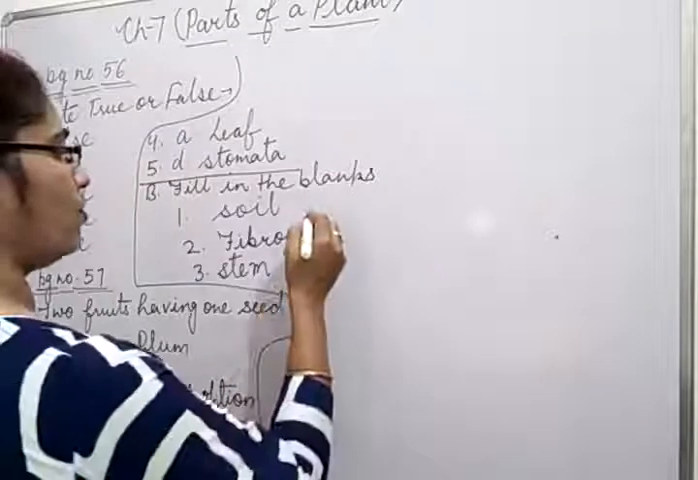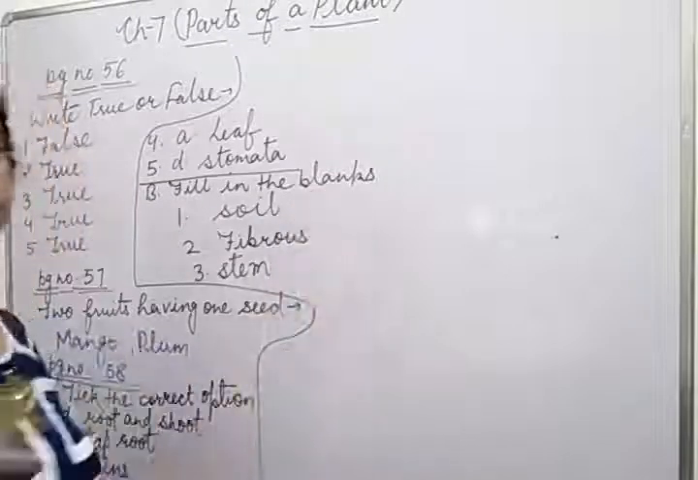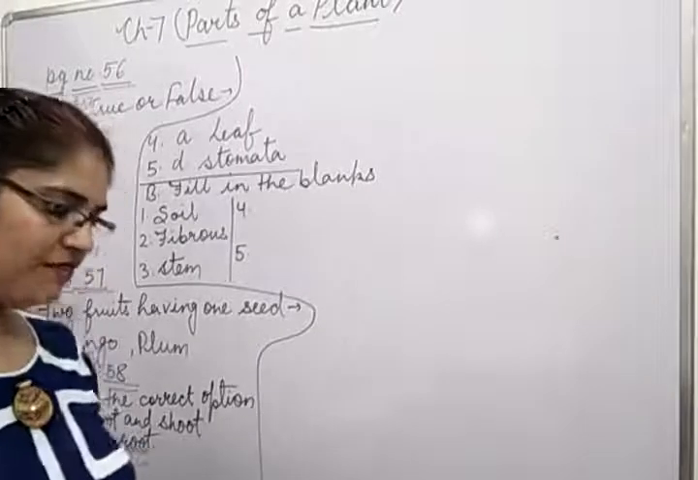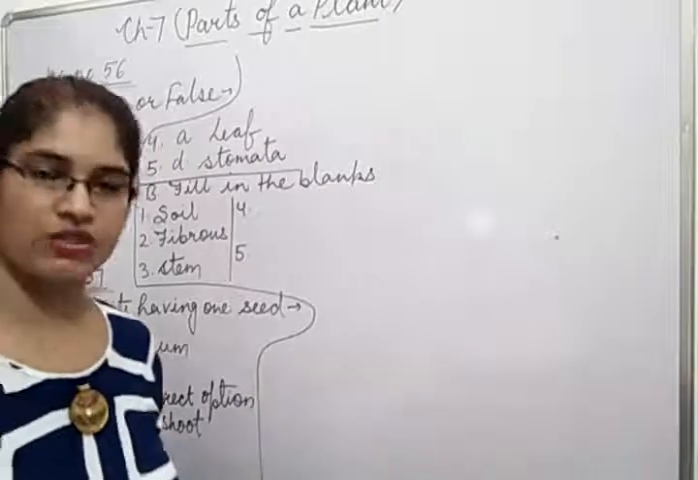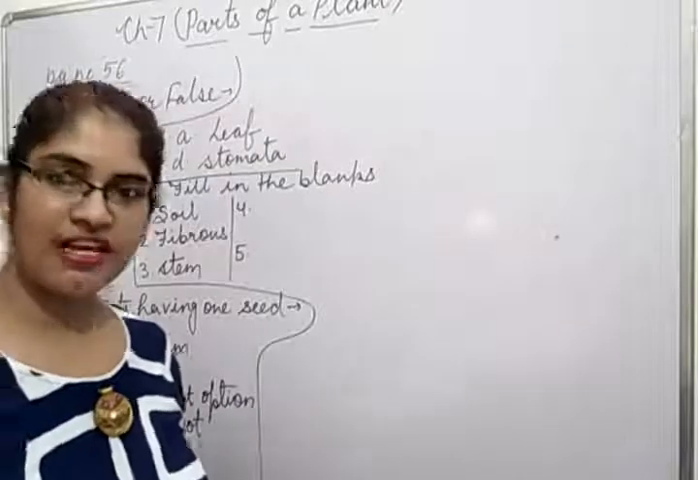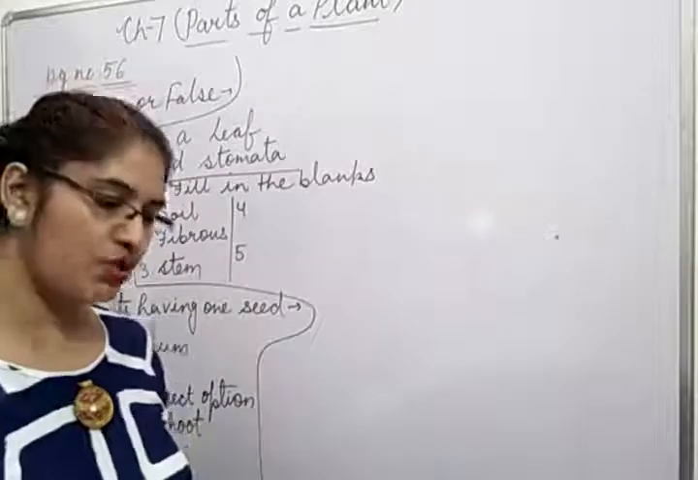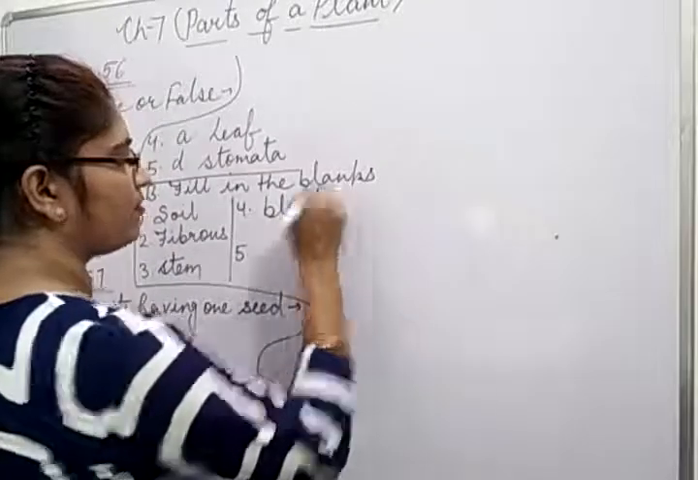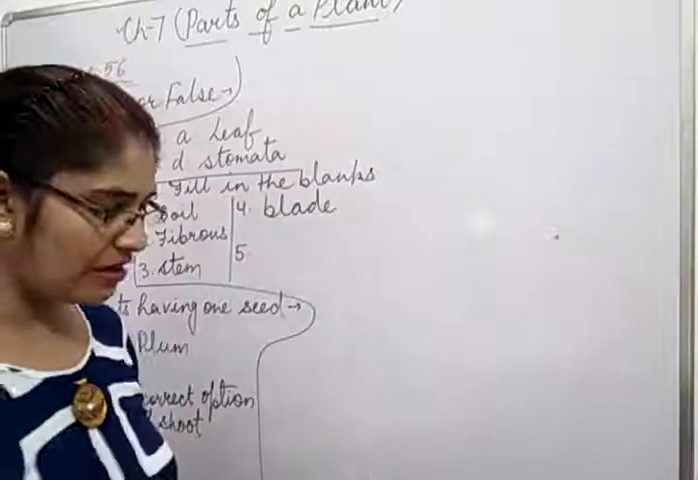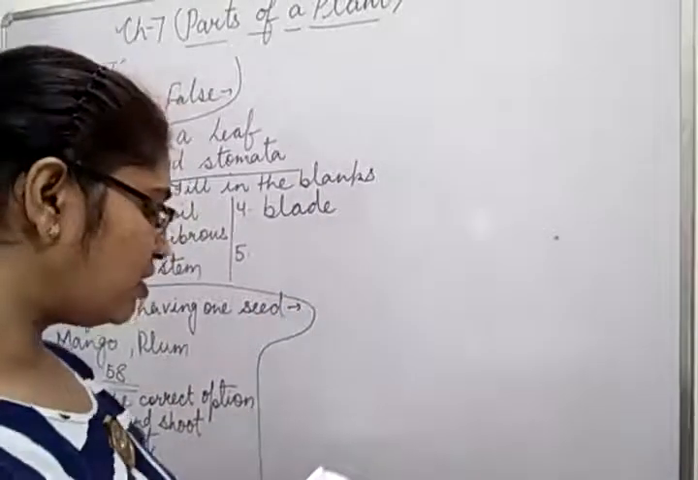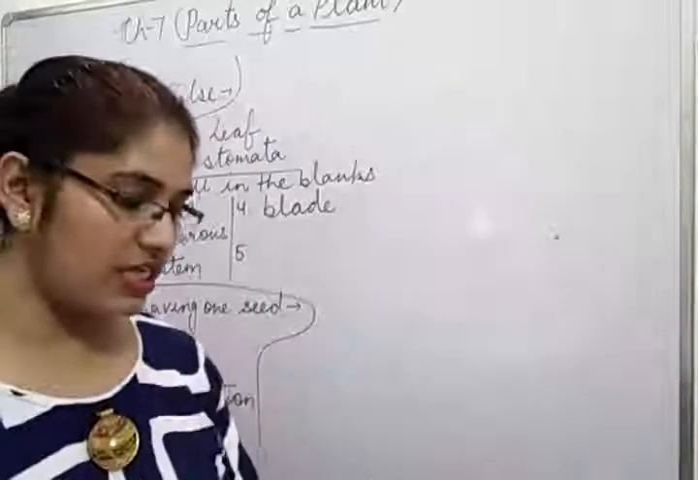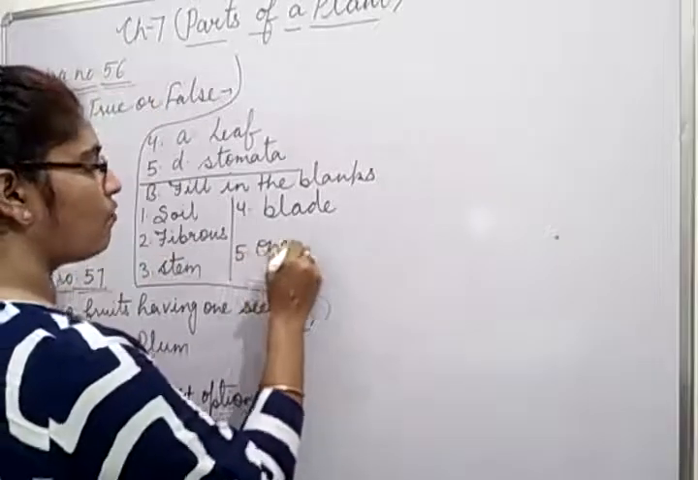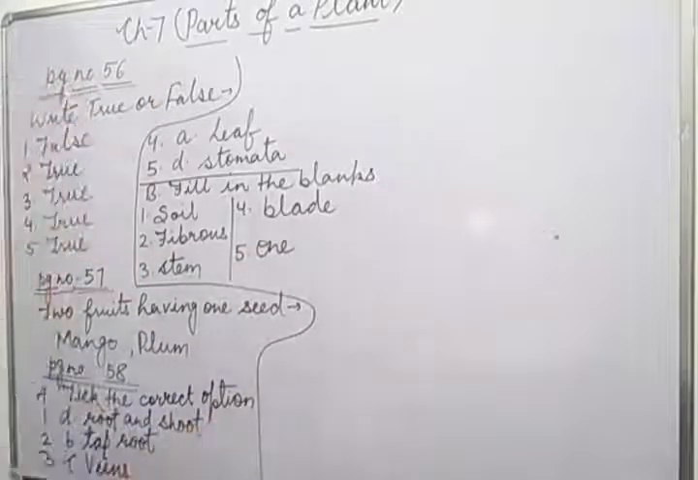Now question number 4. The flat part of a leaf is called the leaf dash. Is that blade? Is that knife? Is that tail? So tick on blade, children, and write down blade. That is leaf blade. The flat part of a leaf is called leaf blade. A mango has dash seed. How many seeds? Does it have 1, 2 or many? Yes, mango has 1 seed. So children, write down 1 in this.